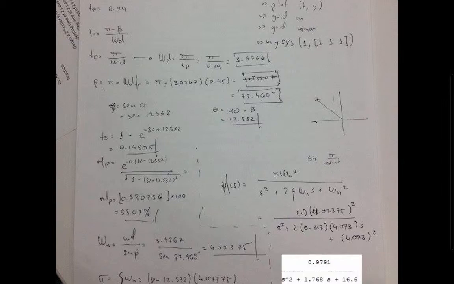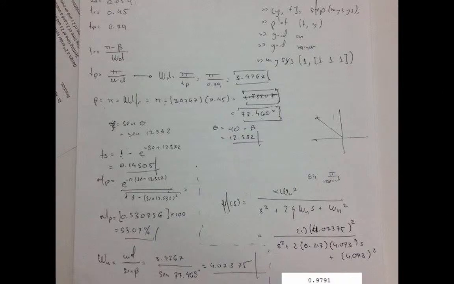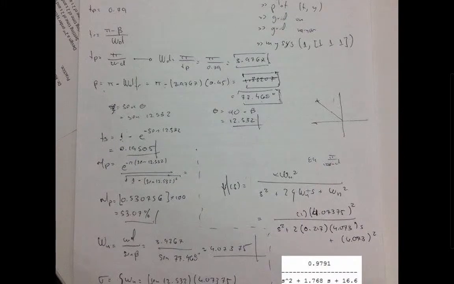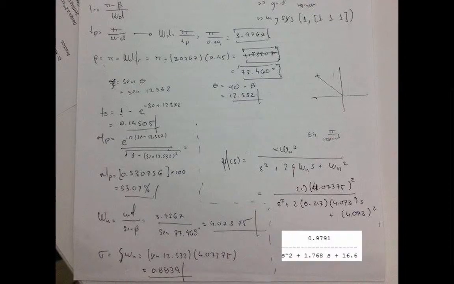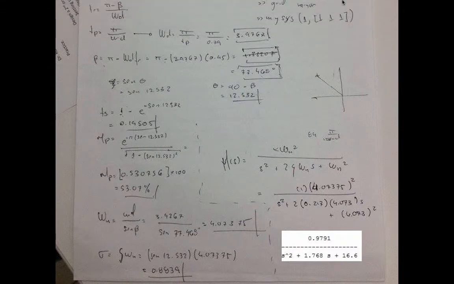So here we put the k, and in omega n we put this value. On this side we are going to multiply 2 by c by omega n, and on this side we are going to multiply omega n by itself again. So we got this transfer function, and we're going to pass to MATLAB to simulate and upload this transfer function to compare it with the one given by the teacher.